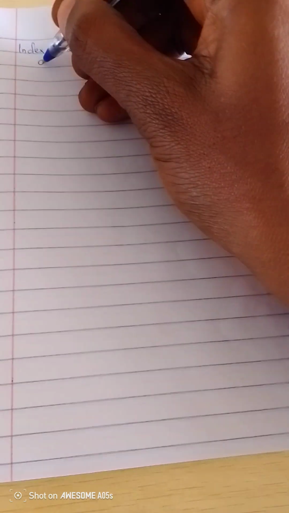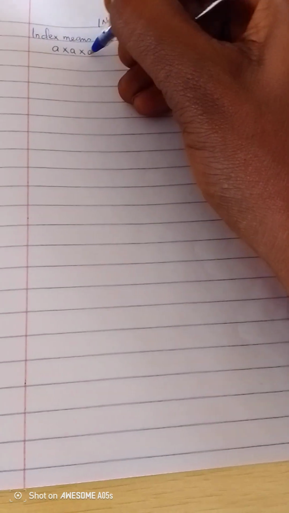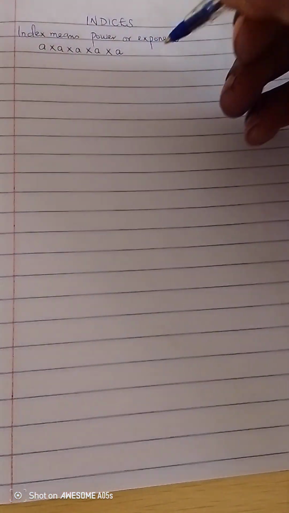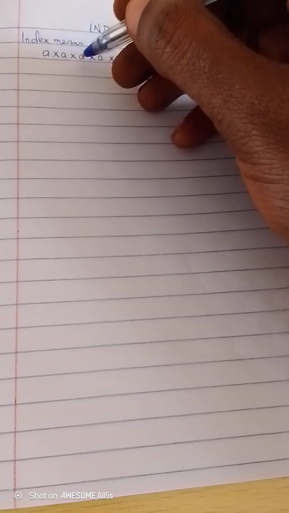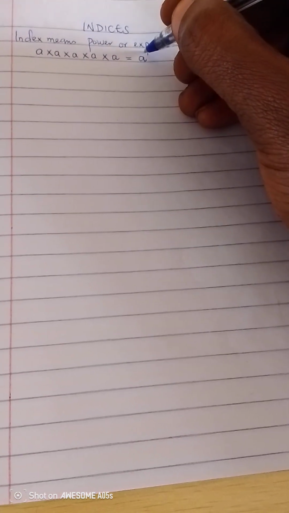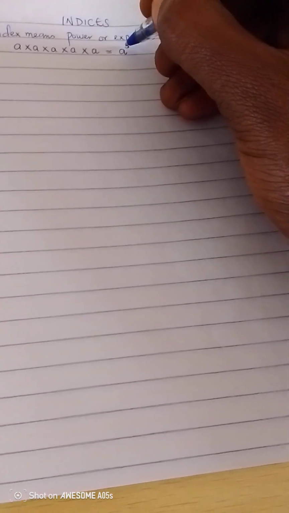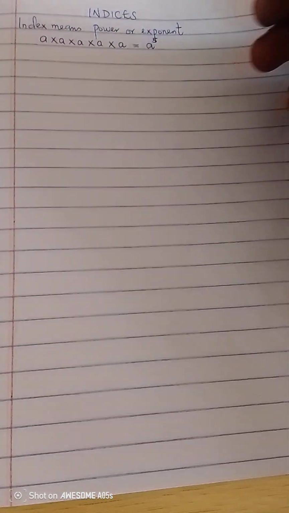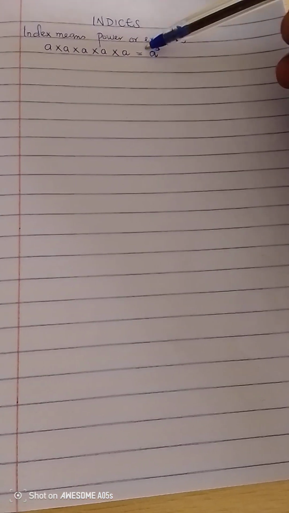For example, if you have a times a times a times a times a, you can see how long this is. But if I want to use indices to shorten this expression, since all of them have the same base a, I'll take one a. I have 5 a's. So this is the same thing as saying a raised to power 5. This power 5 is what you call the index. When you have more than one power, you call them indices. So we have used index or indices to shorten this expression.